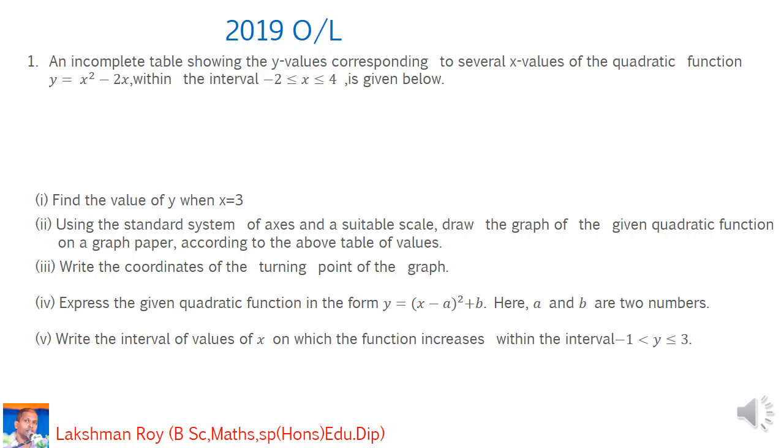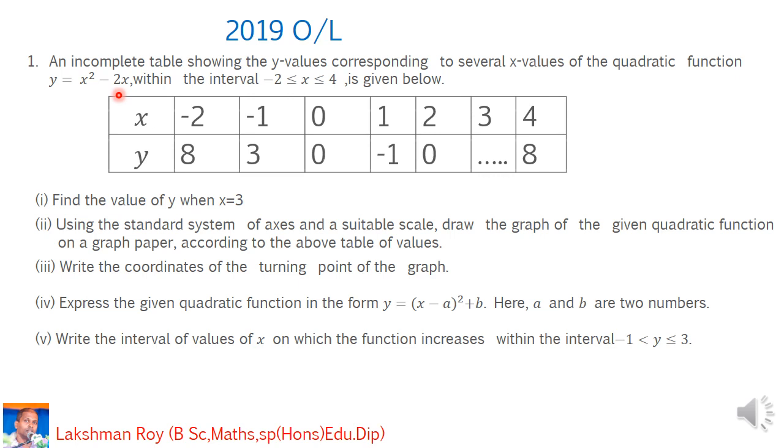Now you can see the 2019 O-level paper question, students. Here is an incomplete table to fill in. The function is y equals x squared minus 2x. There are 5 questions you have to answer, so let's discuss how to answer this question step by step.